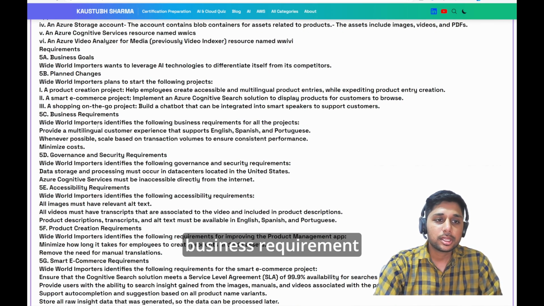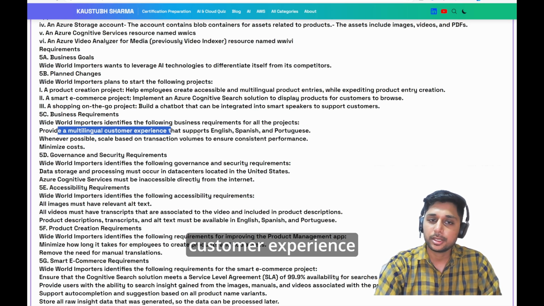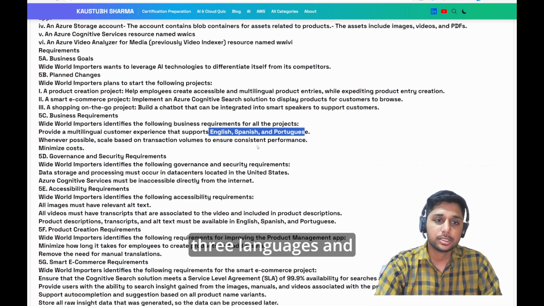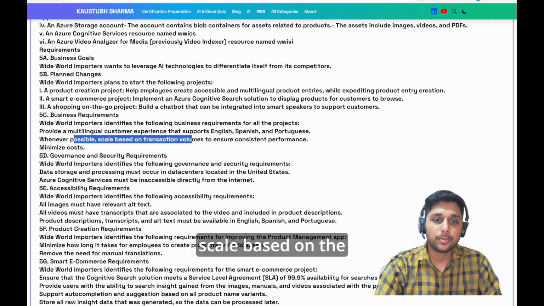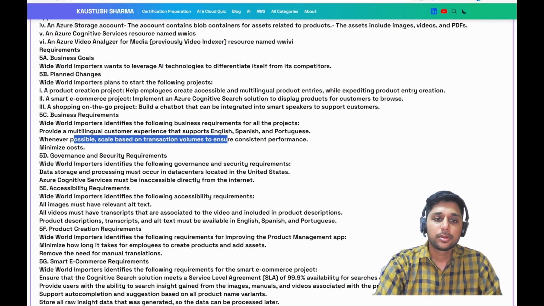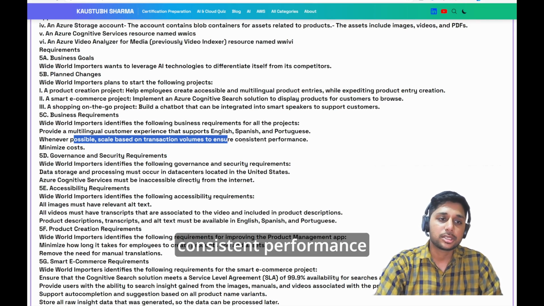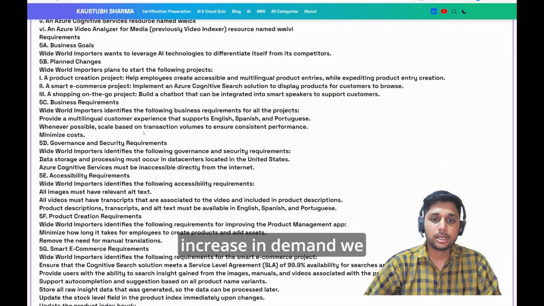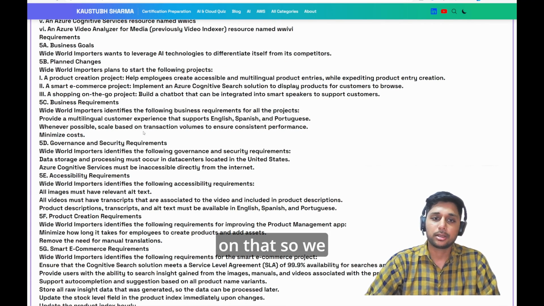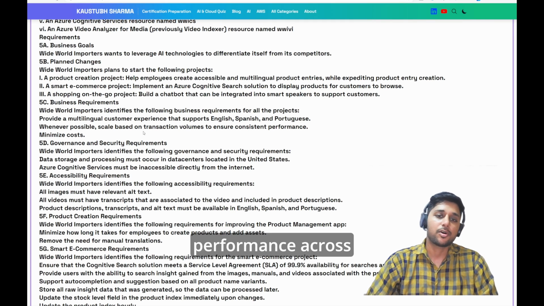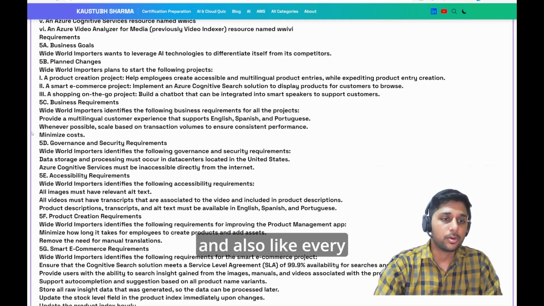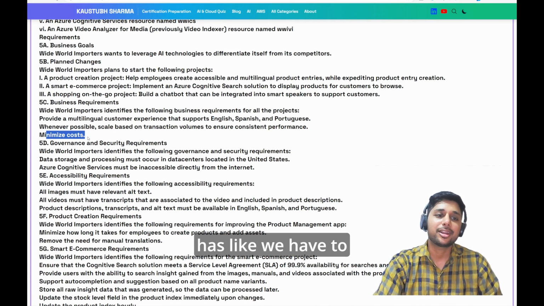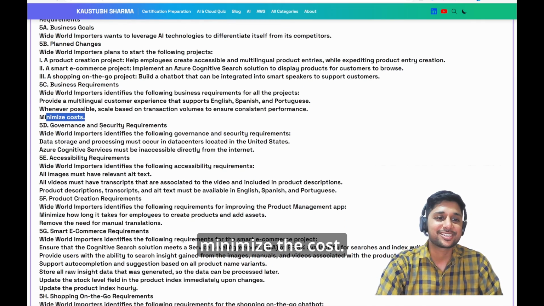Now, what is the business requirement? We want to provide a multilingual customer experience in these three languages, and whenever possible, scale based on the transaction volume to ensure consistent performance. So whenever there is an increase in demand, we want to scale based on that, so we get consistent performance across our application. And also, like every business requirement, we have to minimize the cost.